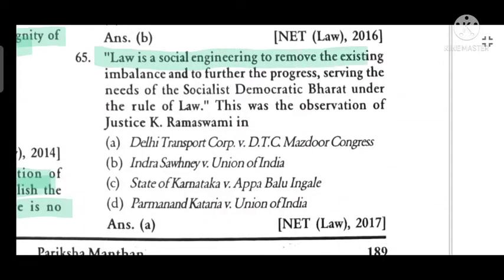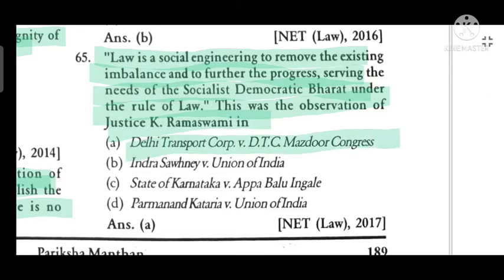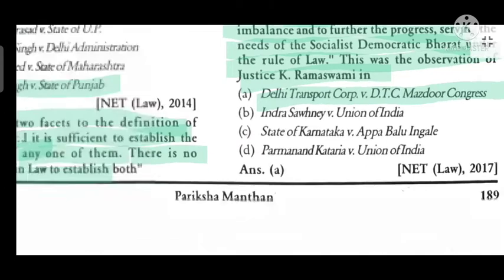Law is a social engineering for removing existing imbalance and further progressing, serving the need of the society under the rule of law. This was observed by Justice K. Ramaswamy in Delhi Transport Corporation versus DTC Mazdoor Congress.